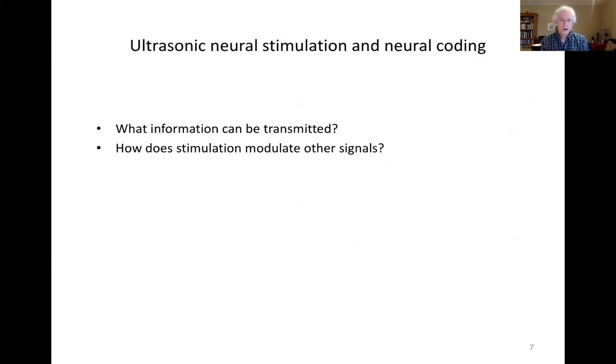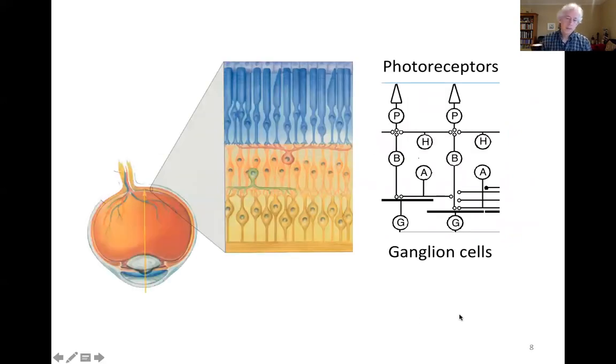So in the first section, I'm going to be talking about trying to understand how ultrasound might interact with information processing. What information can be transmitted by ultrasound, and how does stimulation modulate other, natural signals that are going on in the nervous system? My laboratory studies the retina, the first step in visual processing. The retina as a whole has been a very accessible structure for us to understand how information is processed, how mechanisms are combined together to perform functions, in this case visual processing, neural computations that are used by the nervous system. And in the same way, we found that it's been a very useful testbed to understand how ultrasound is working and how ultrasound is interacting with the nervous system.